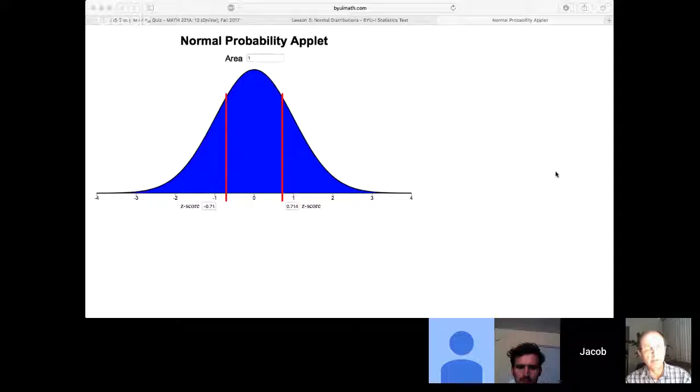Yeah, the area of the whole thing, if you shade it all in, the probability is 1. So there's a 100% chance that we fall inside this bell curve.